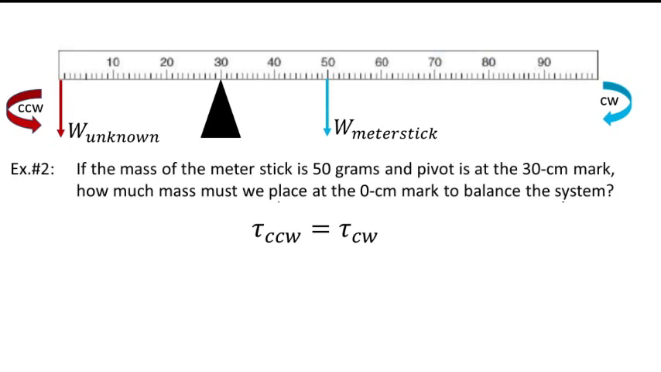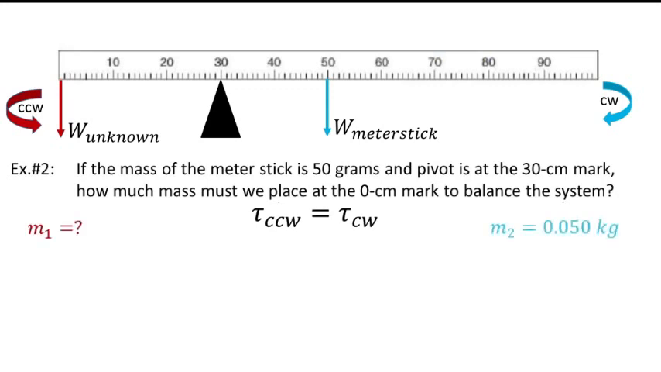Let's solve the problem now. We have here M1 as our unknown mass, and M2 as the mass of the meter stick. Since this is the counterclockwise torque, it is M1 times g, that is the weight of the unknown, times its lever arm D1. While for M2, the mass of the meter stick, times the acceleration due to gravity, times D2, which is the lever arm of our meter stick.